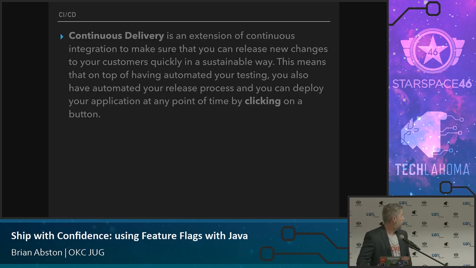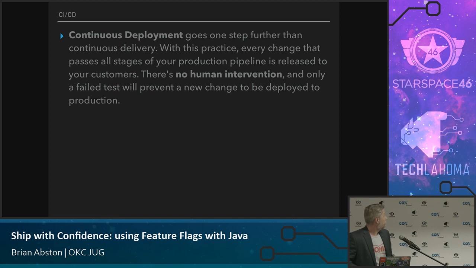So continuous delivery, it's an extension of integration. You can release new changes quickly. So continuous delivery, you do have to click a button though. Anybody doing continuous delivery? Okay. And then continuous deployment, it's basically continuous delivery, but there's no human intervention in the deployment. So as soon as you commit your code, it builds, the tests pass, it's off into your environment, deployed out there. Anybody doing that? No?